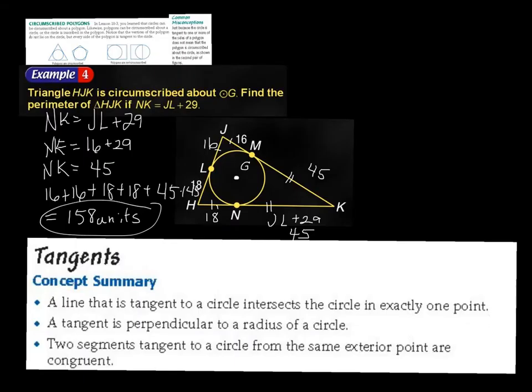A line that is tangent to a circle intersects the circle in exactly one point. A tangent is perpendicular to a radius of the circle, and two segments tangent to a circle from the same exterior point are congruent to each other.